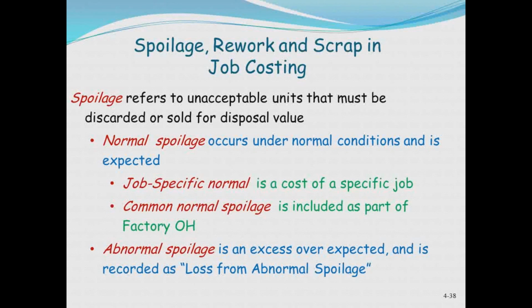Then there's abnormal spoilage. Maybe you're a food processing company and your refrigeration unit broke down. So that's an excess over expected, and you don't really want to charge that to a specific product because it's not fair to that product, right? The manager of that product shouldn't get that cost. And so it will be accounted for separately as a loss from abnormal spoilage. So normal spoilage is just part of the overhead and or specific job materials, and abnormal spoilage is accounted for separately.